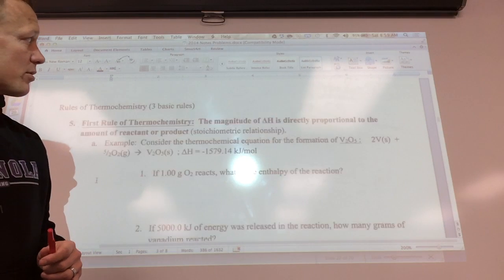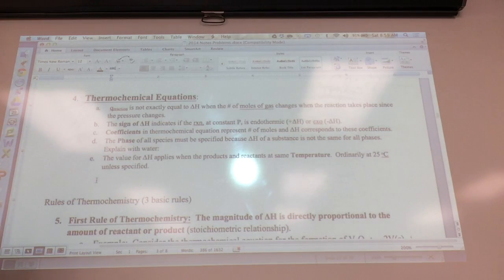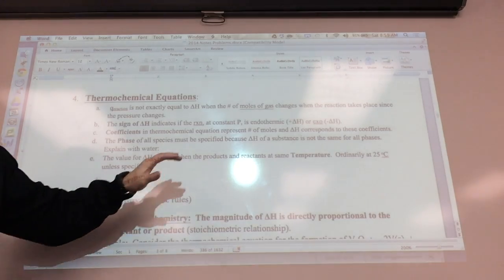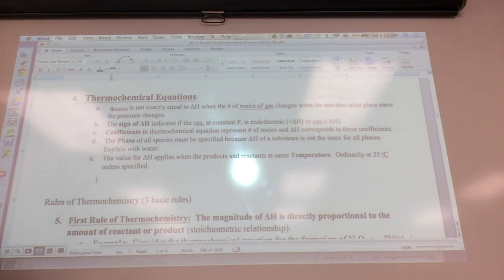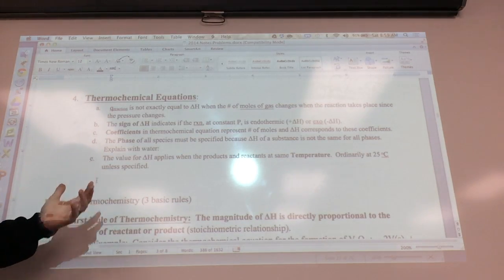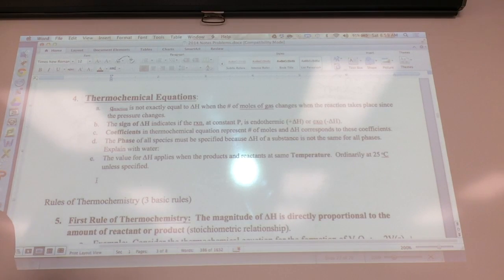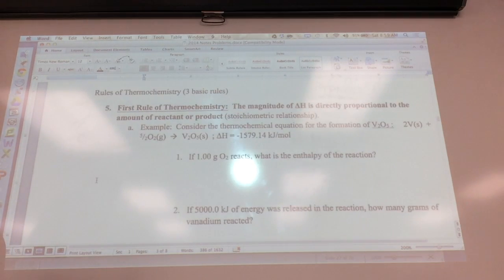Here's number 4, thermochemical equations. Again, we'll worry about moles of gas another time, but it's basically everything I just told you there. If you have a thermochemical equation, so let's look at an equation.